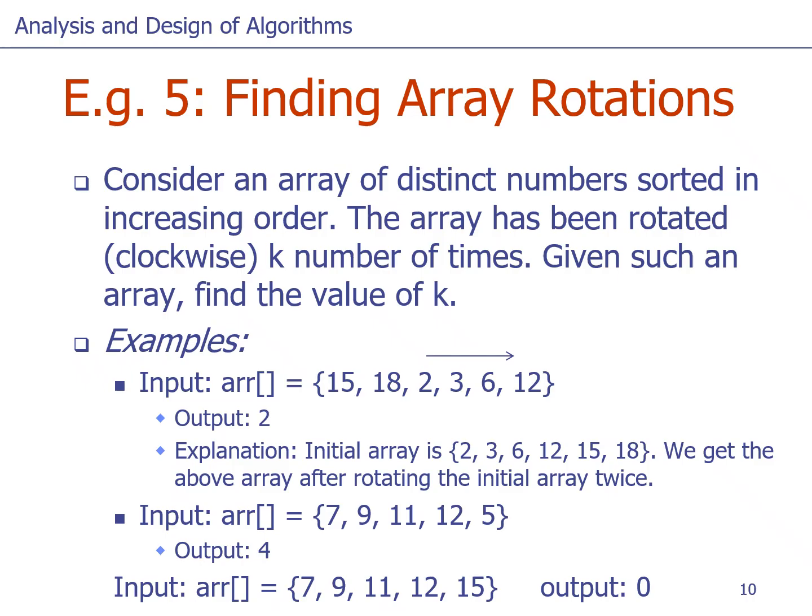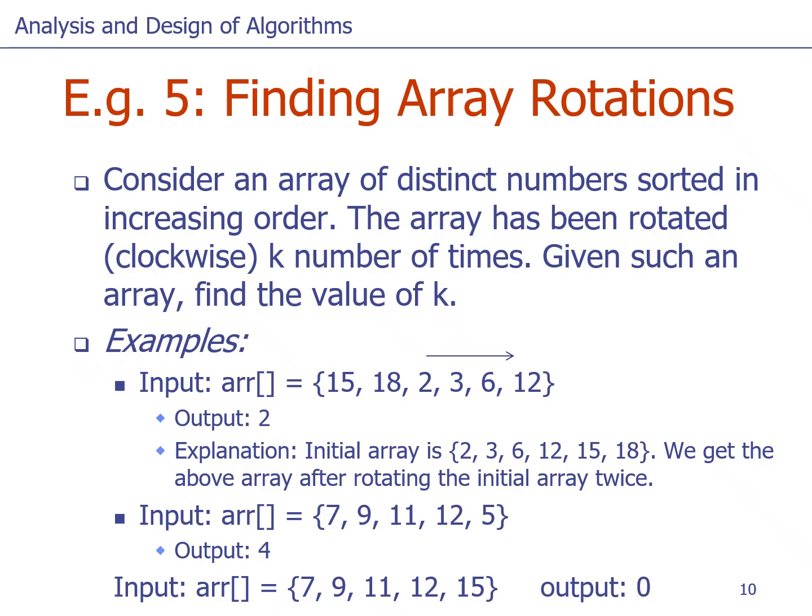If you look at 2, the index of 2 is 2: 0, 1, 2. 15 is in location 0 in the array, 18 is in location 1, 2 is in location 2. The index of 5 in the second example is 4: 0, 1, 2, 3, 4. 0 has 7, 1 has 9, and so on. So the index of the smallest number is the number of rotations. And the same thing for the last example. The 7 is in location 0, and it's the smallest number. So this is one observation that is required here.